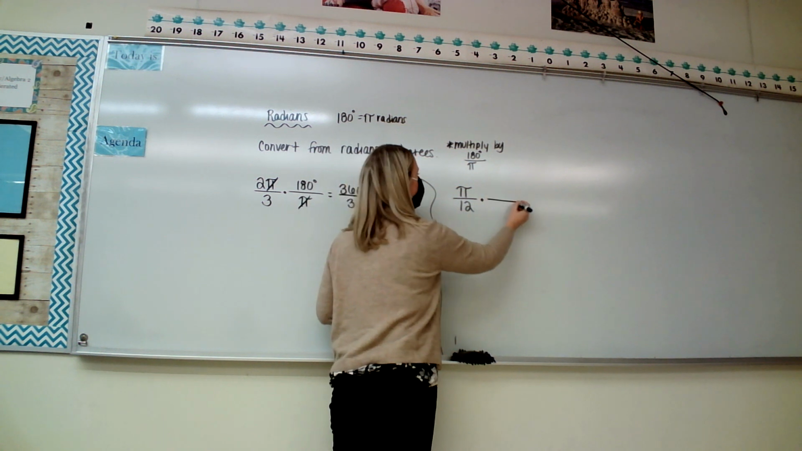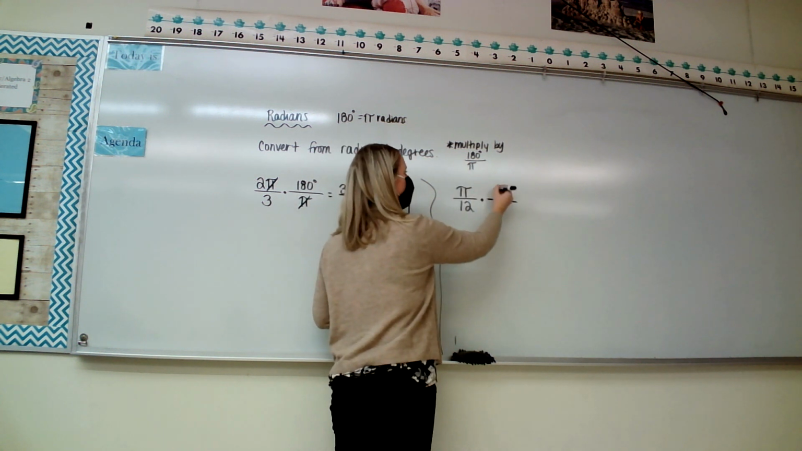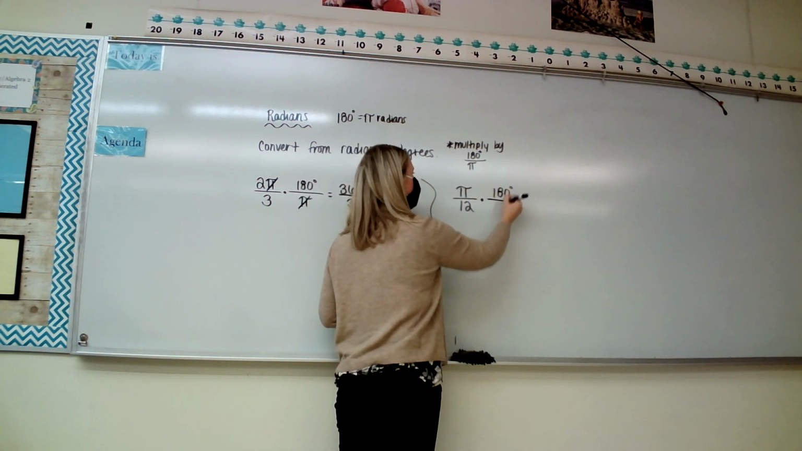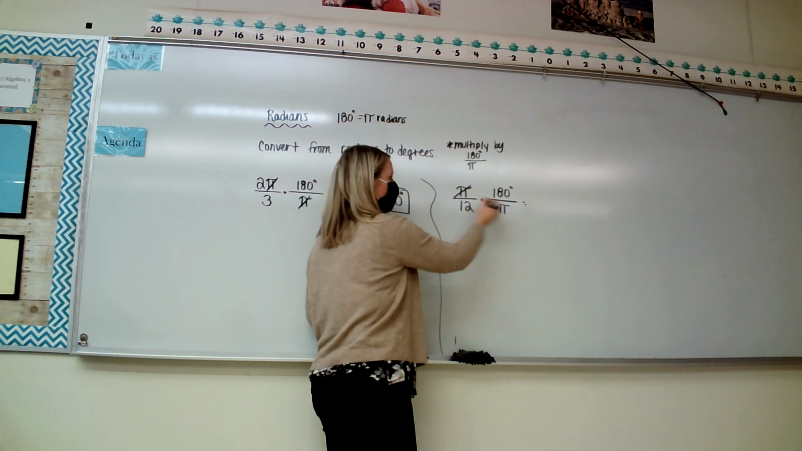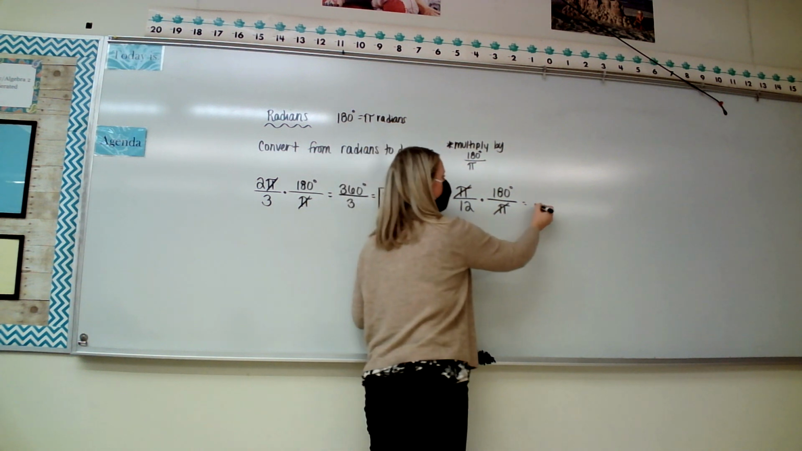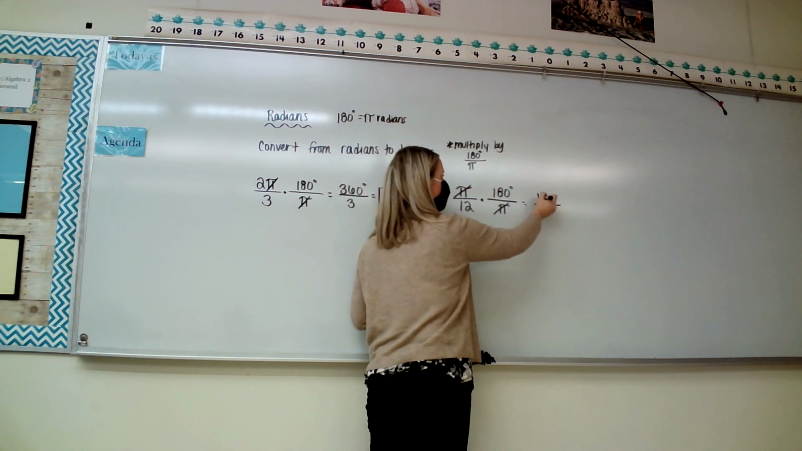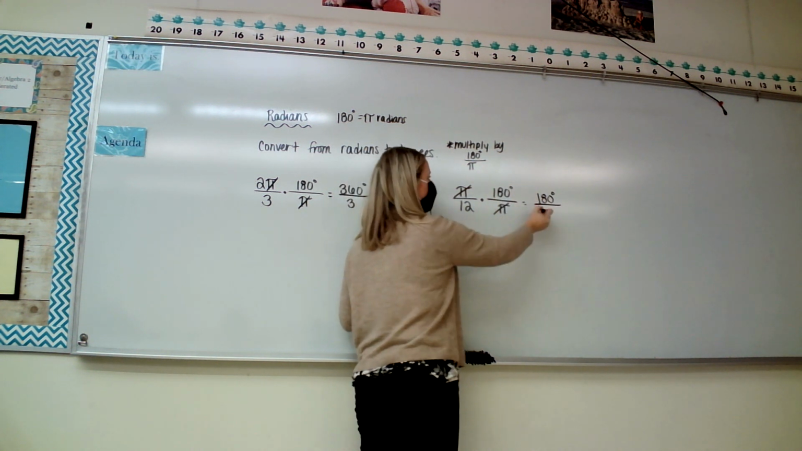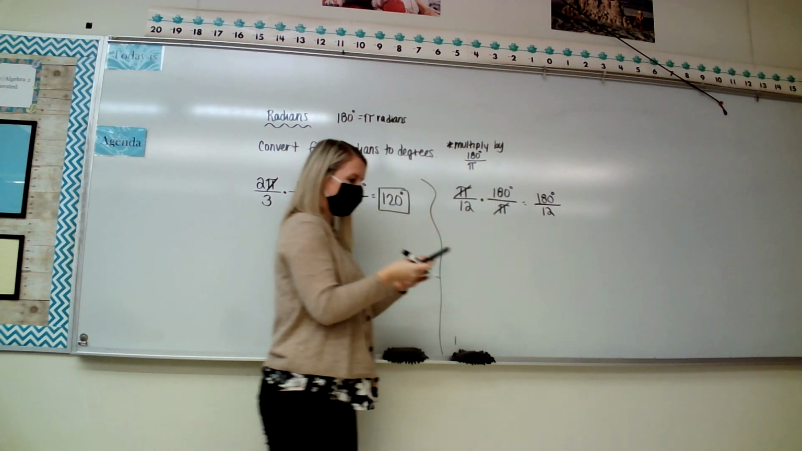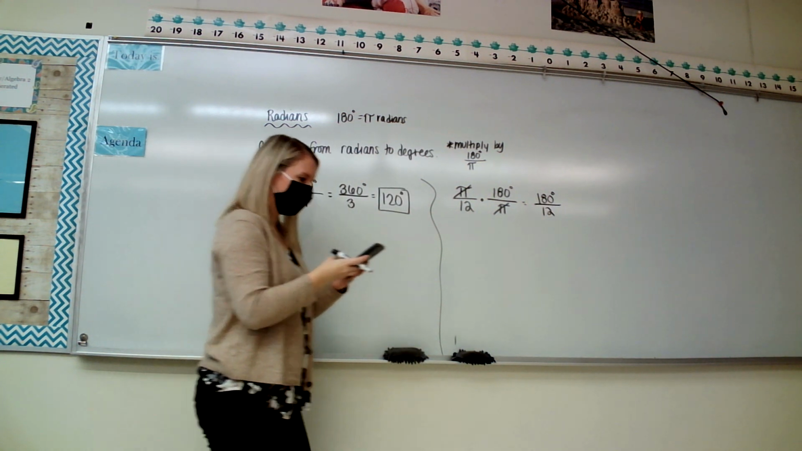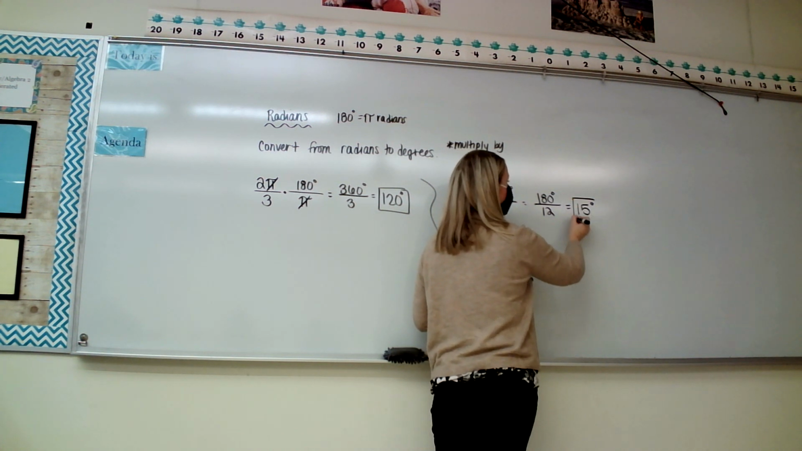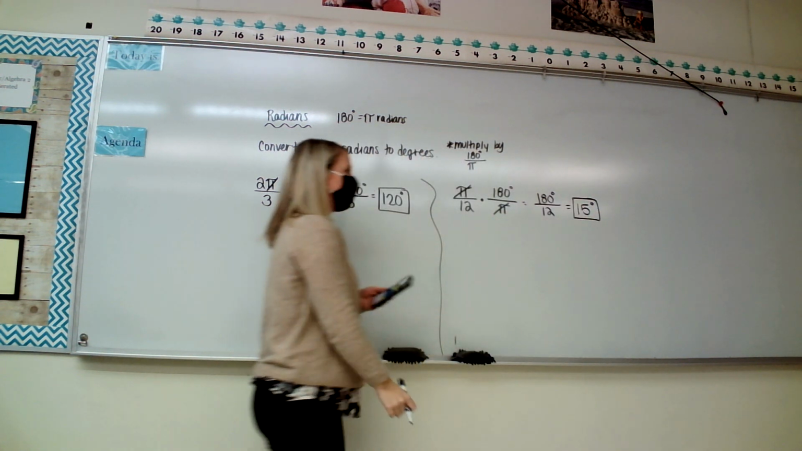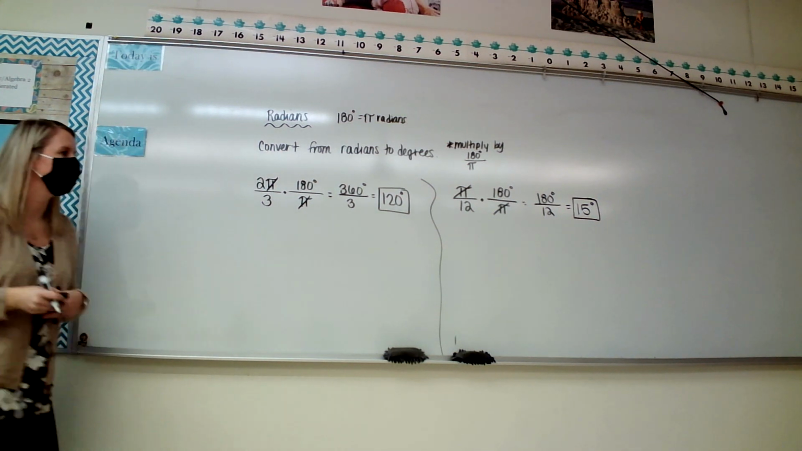So I remind myself, I'm going to multiply by 180 over pi. The pi's cancel. I end up with just 180 in the numerator, and then the denominator is 12, and I just divide that out. And it comes out to 15 degrees. So if I said sketch 15 degrees, you'd be like, oh yeah, I can do that, no problem. So sometimes it's nice to be able to convert back and forth.